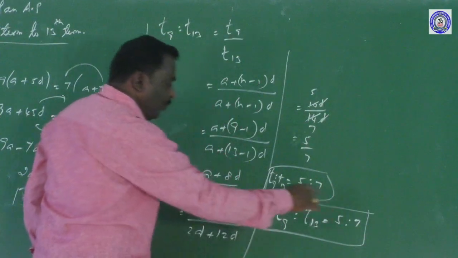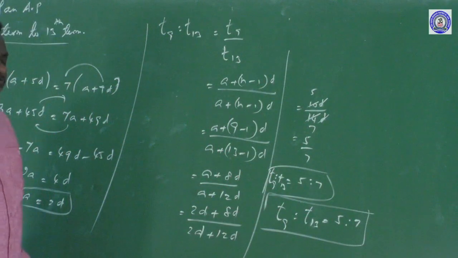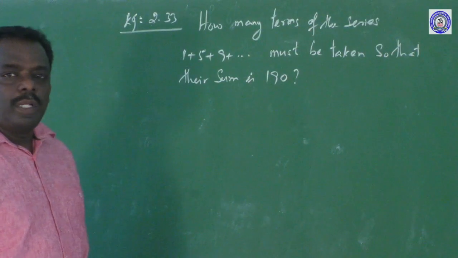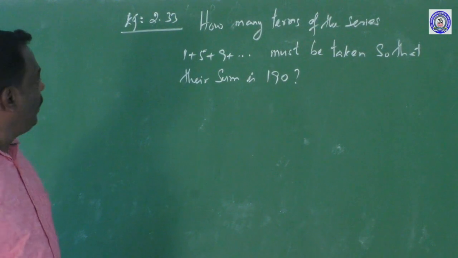We want to find the ratio of the terms, T9 to T13. 5 is to 9, 5 is to 7. Okay, see the next one in the summation.